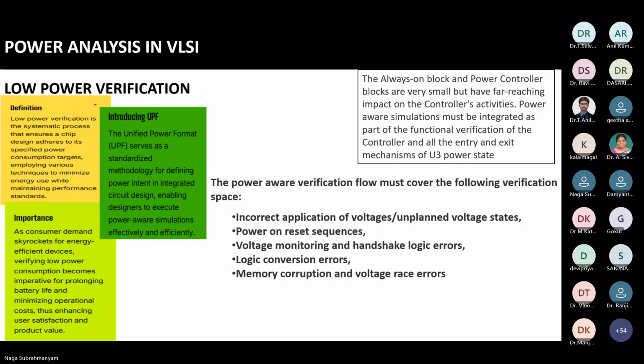Incorrect application of voltages or unplanned voltage states, power on reset sequences, voltage monitoring and handshake logic errors, logic conversion errors, memory corruption and voltage race errors. This memory corruption is a problem we are facing nowadays.